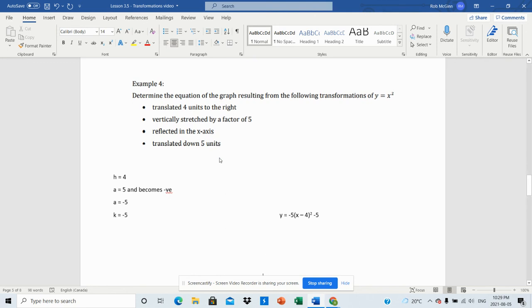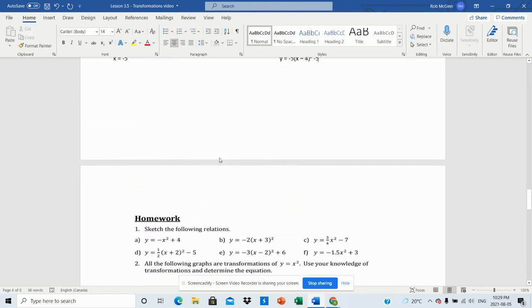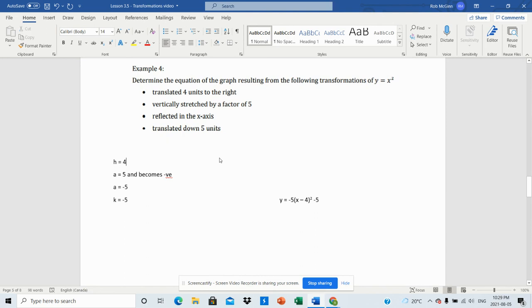I hope that you understood that, and that you enjoyed that lesson. I know I like transformations. I know sometimes they can be a little bit tedious at the beginning, but the more you work with them, the easier they become. I strongly recommend watching the Desmos video that's right before this if you haven't already, and go into Desmos and just play around with the sliders to see what A, H, and K do.